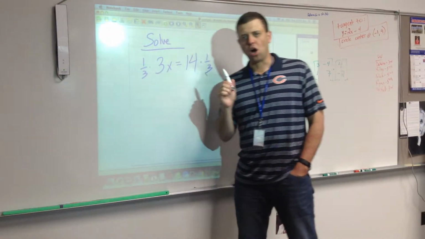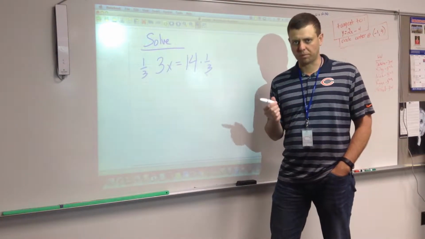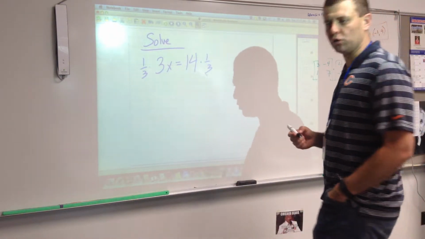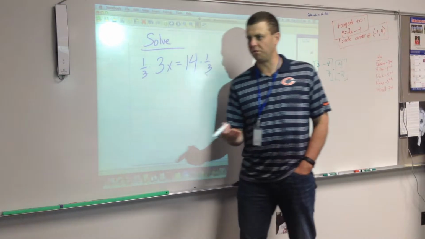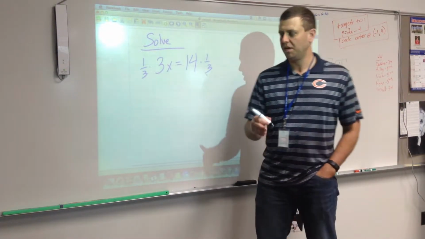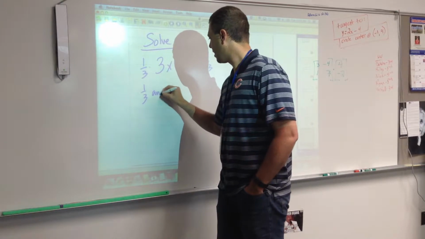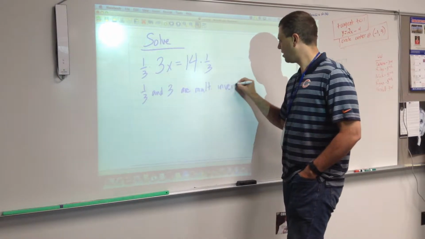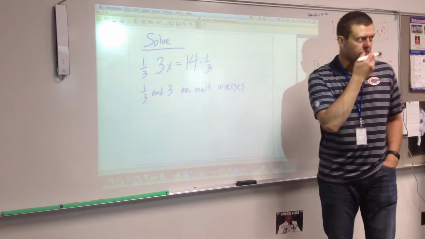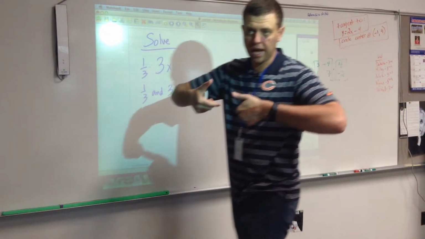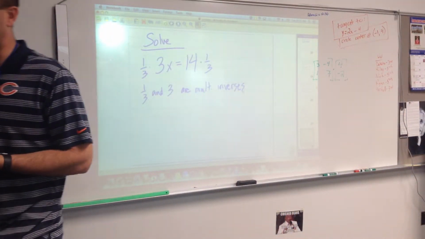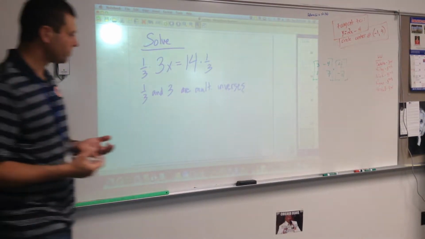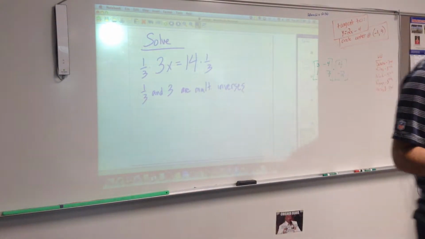1/3 and 3 are what of each other? Reciprocals. You guys a lot of times will use that word reciprocal. Another word for it would be the multiplicative inverse. That's the fancy word for reciprocal. 1/3 and 3 are multiplicative inverses. 2/3 and 3/2 are multiplicative inverses. It's a fancy way of saying reciprocals.